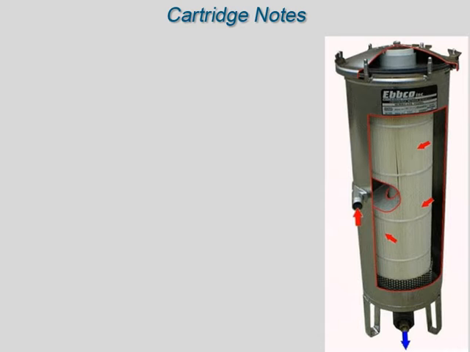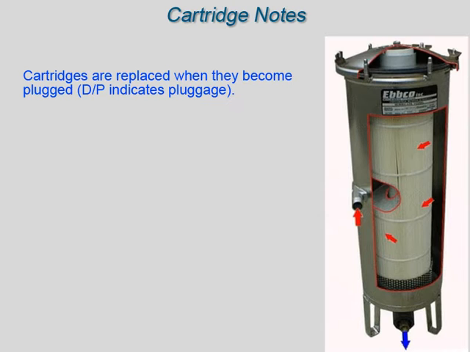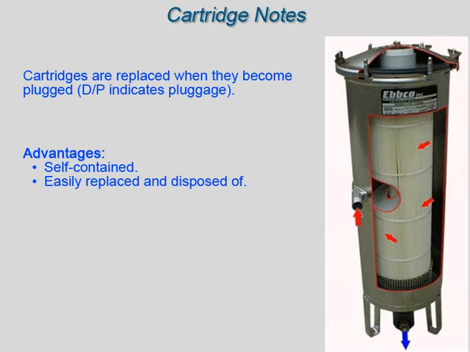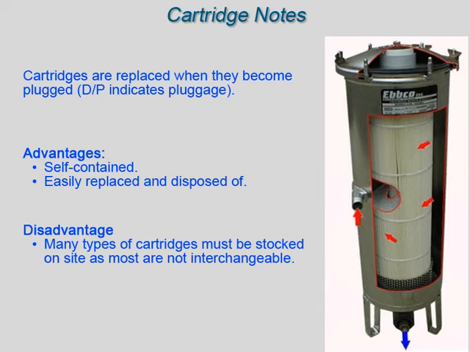The differential pressure across filters, inlet to outlet, lets the operator know when a filter is becoming plugged and must be replaced. When the cartridges are removed from radioactive systems, the radiation levels can be very high and must be handled according to approved procedures. The advantage of a cartridge filter is that they are self-contained and can easily be replaced and disposed of. The disadvantage is that a stock of every type of cartridge must be maintained on site because many cartridges are not interchangeable.